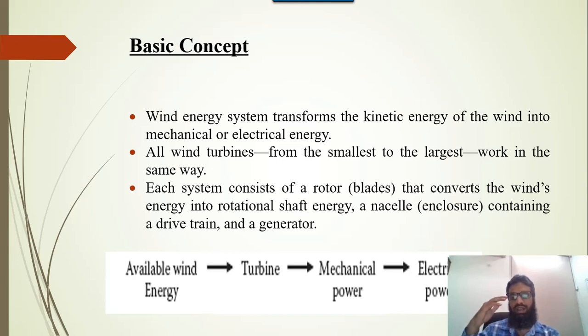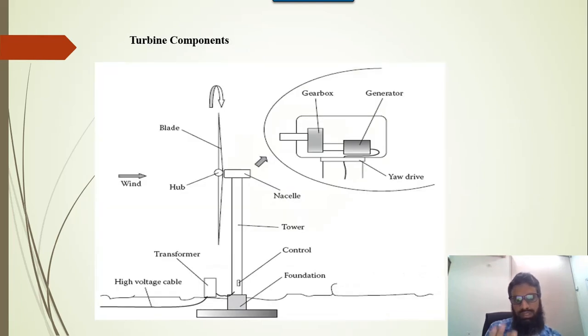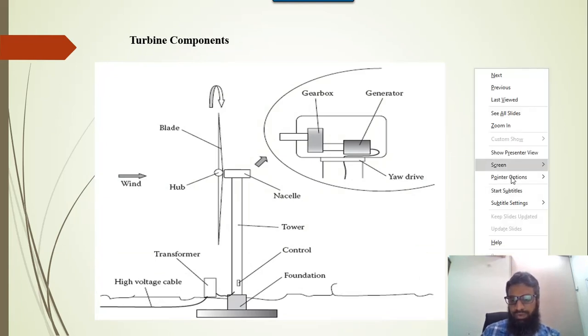The nacelle is basically an enclosed container in which there are the gearbox, and then the generator is also enclosed in the nacelle. When the blades rotate, they start rotating the generator, and from the generator electricity is produced. So this is the basic composition, or the basic components, of the wind turbine.